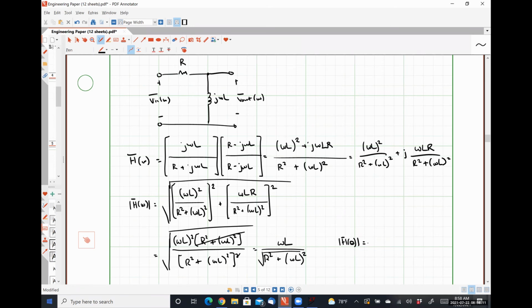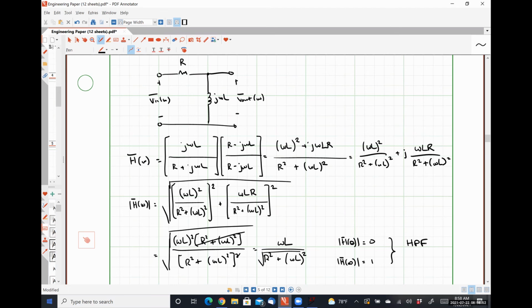My magnitude, when omega is equal to 0, is going to look like 0 over the square root of R squared. So that's going to be 0 over some finite value, so it's going to be 0. The magnitude when omega goes to infinity is going to look like infinity over the square root of infinity squared, which is just going to look like 1. So in this particular configuration, we get a high pass filter.